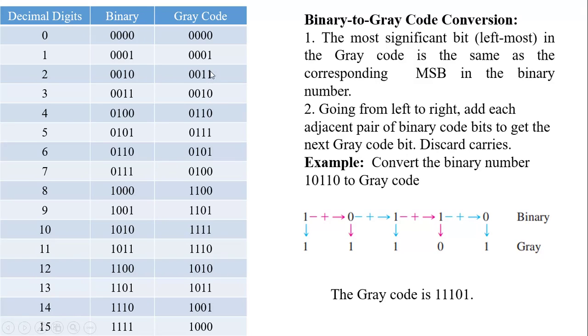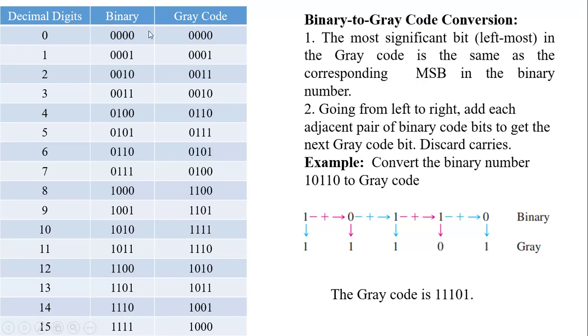You will experience only a single bit change when you move from one code sequence to the next. All this code sequence contains a single bit change. Look at this sequence 1101 and this sequence: this bit has been changed, only a single bit has been changed. So the sequence of gray code contains a single bit change.